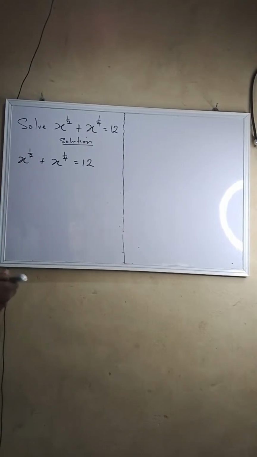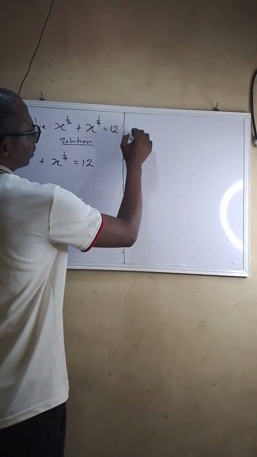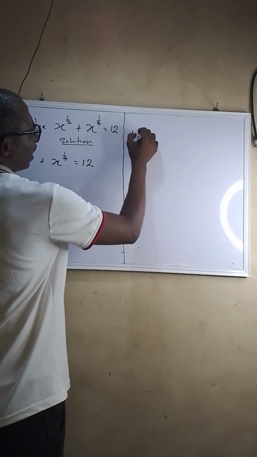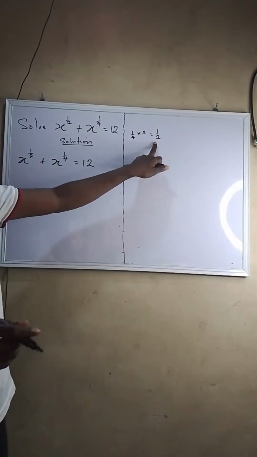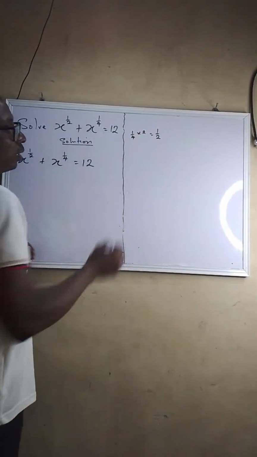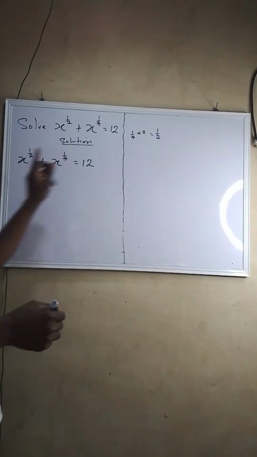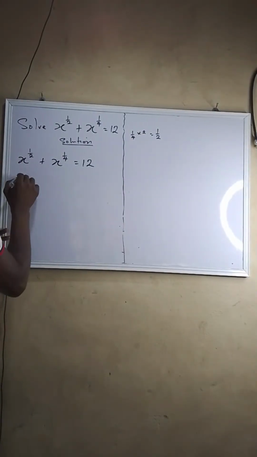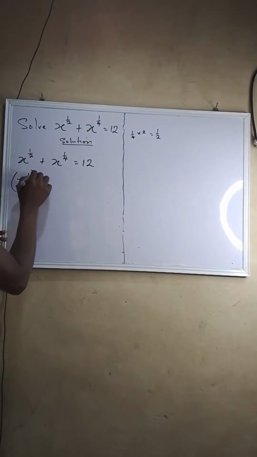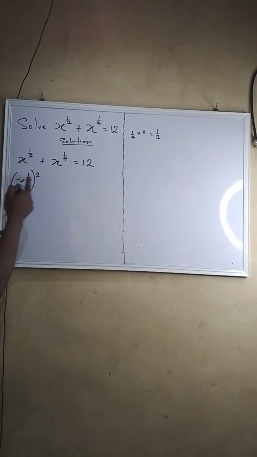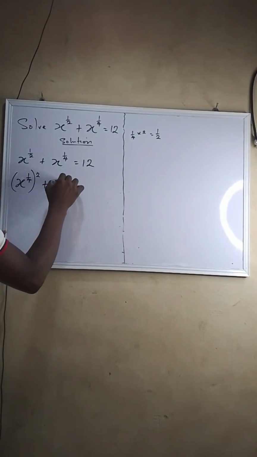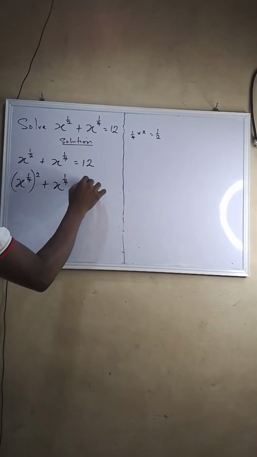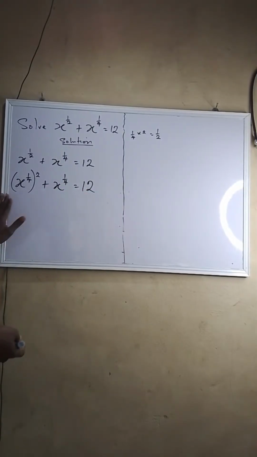So what can I do? Now, I know that 1 over 4 times 2 is going to give me 1 over 2. I know that because 2 will cancel 4 here. So let me express this as x raised to the power of 1 over 4, all raised to the power of 2. Since I know this is multiplying this, I can write this plus x raised to the power of 1 over 4 equals 12. So this is my objective.